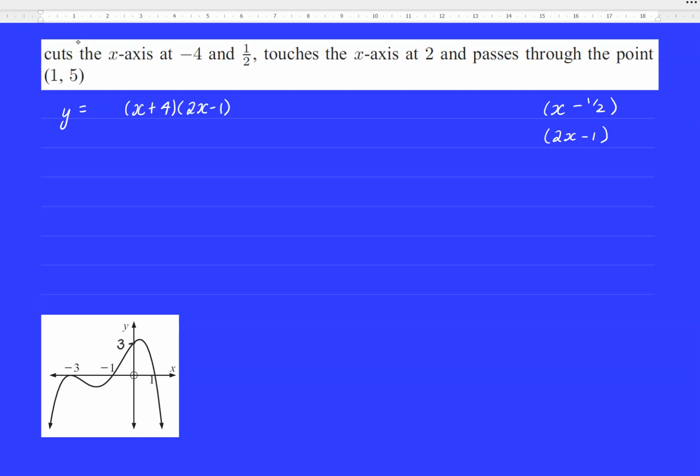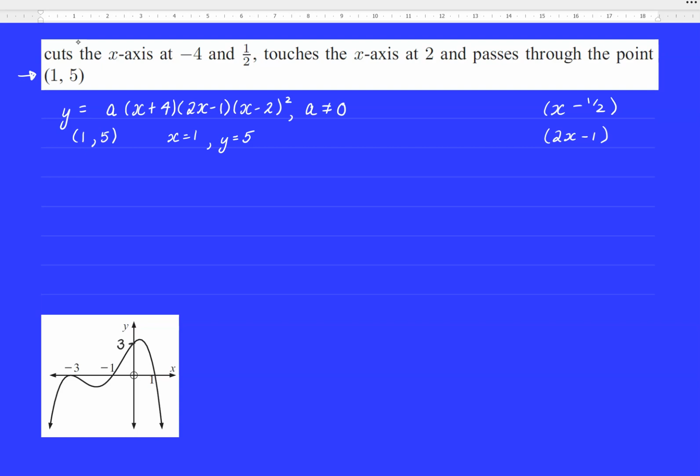Now the fact that it touches at 2, so that's x take 2, and it's squared. Don't just leave it at that, because that's infinitely many that have that, so we're going to pop an a out the front, and a does not equal 0. Because we are given this extra bit of information, (1, 5). That is telling us when x equals 1, y is going to equal 5, because it's our coordinate: that's our x value, that's our y value.